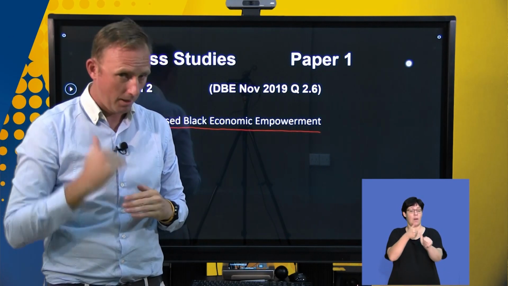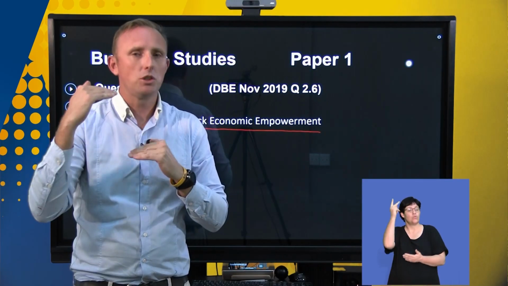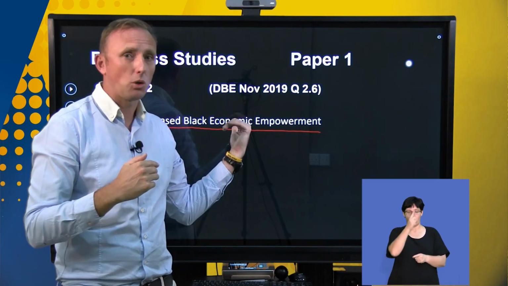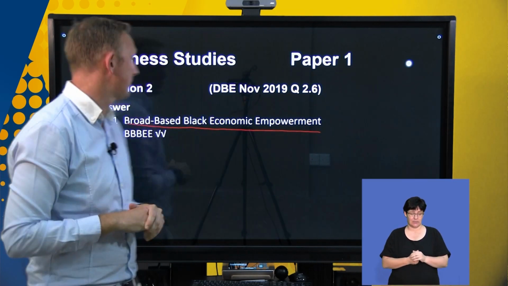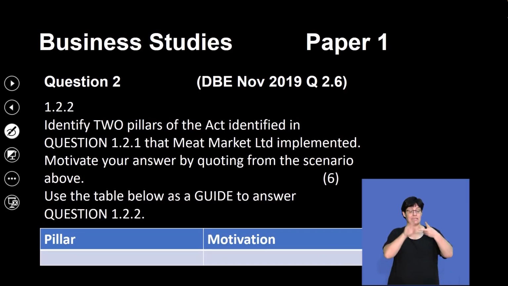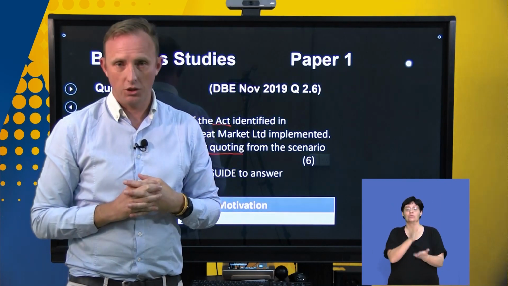Now there's a follow-up to the first question. You need to ensure that you know what you're doing with the acts, because if you get the first question wrong, you're going to get the second question wrong, and you're going to lose out on a whole bunch of unnecessary marks. The second question was: identify two pillars of the Broad-Based Black Economic Empowerment Act, from the previous question, that Meat Market Limited implemented. Motivate your answer by quoting from the scenario above. Please make sure that when you quote, you put the quotation marks in there, so as to ensure that you don't lose the marks.